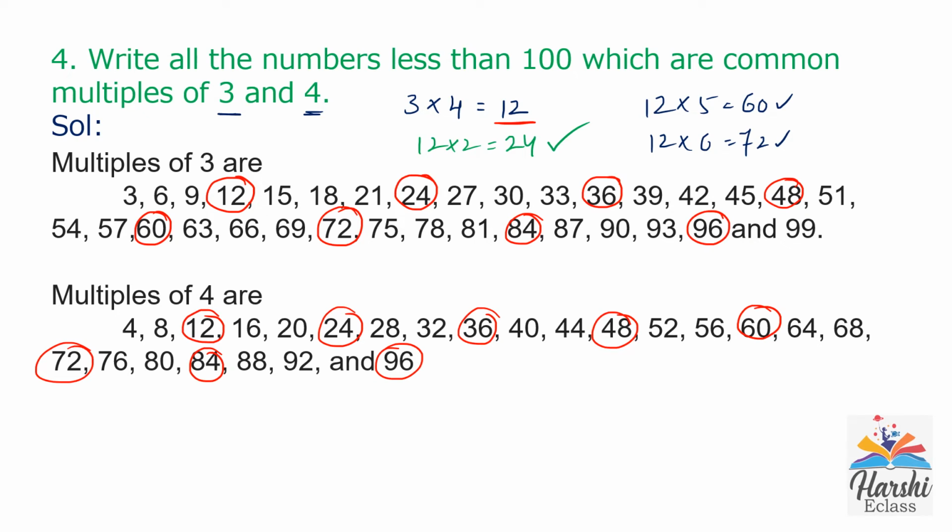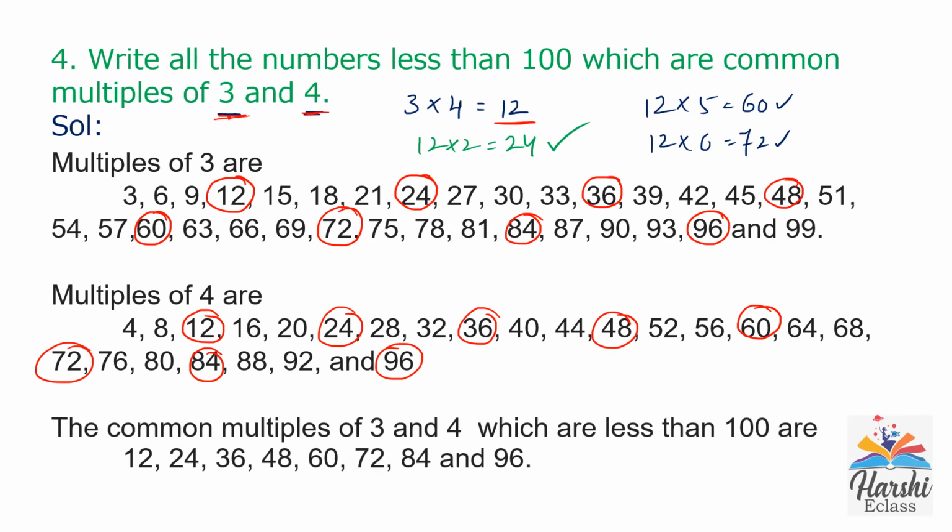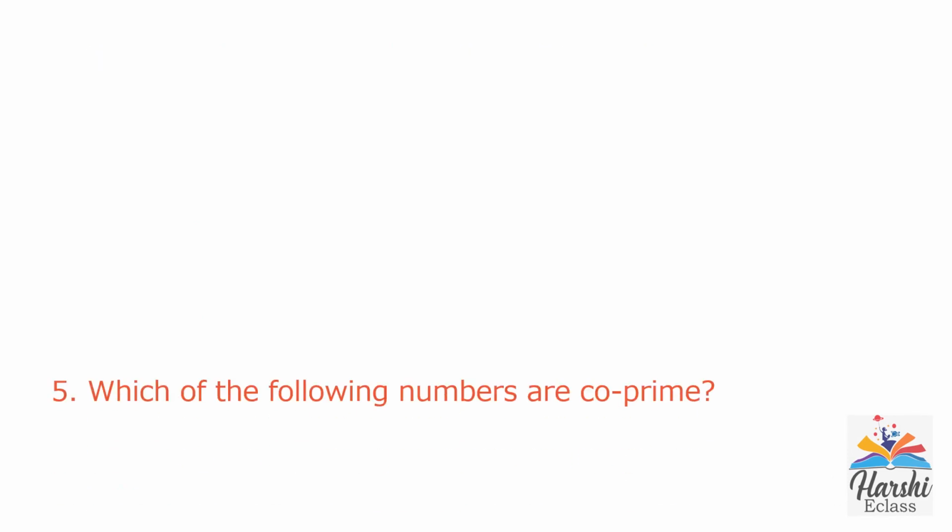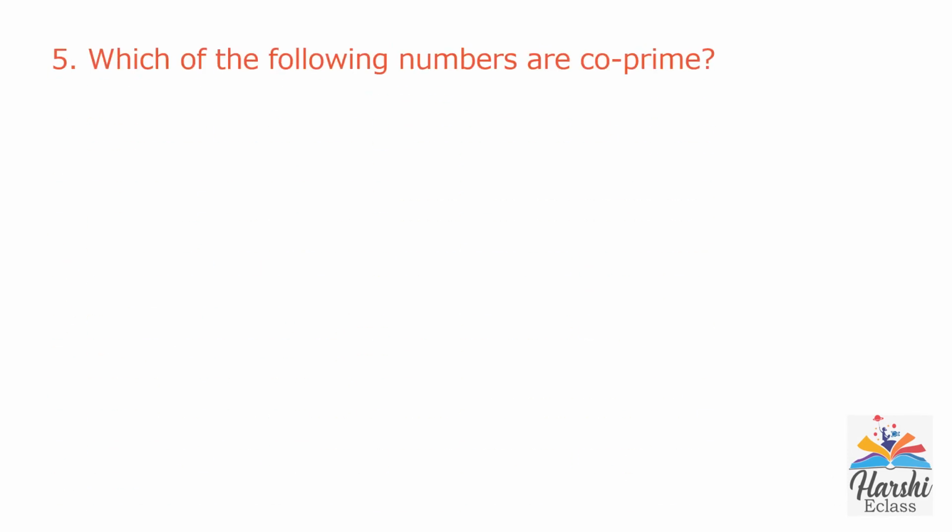In this way, by using the short method, we can find the multiples of the given number. It is applicable where there is one odd number and one even number. So the common multiples of 3 and 4 which are less than 100 are 12, 24, 36, 48, 60, 72, 84 and 96. Next question number 5.